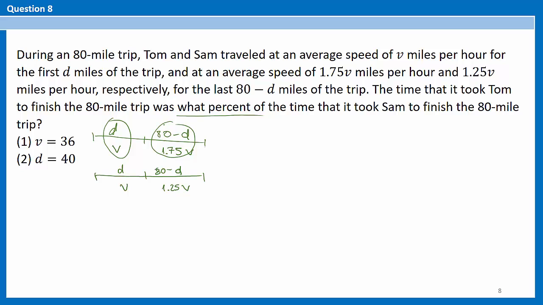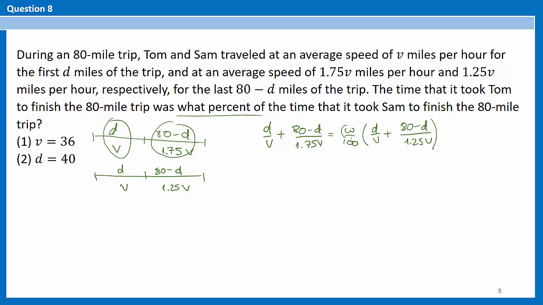Okay, for Tom, it's going to be d over b plus 80 minus d over 1.75b is what percent of the time of Sam. That's going to be the same, d over b plus 80 minus d over 1.25b.